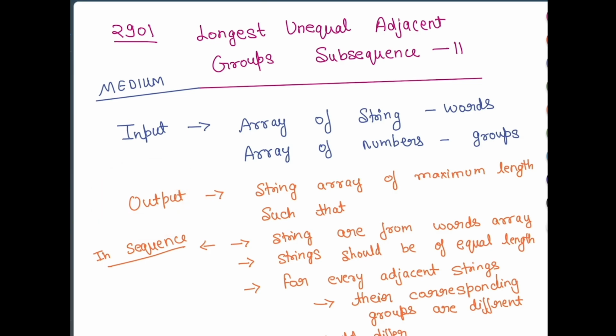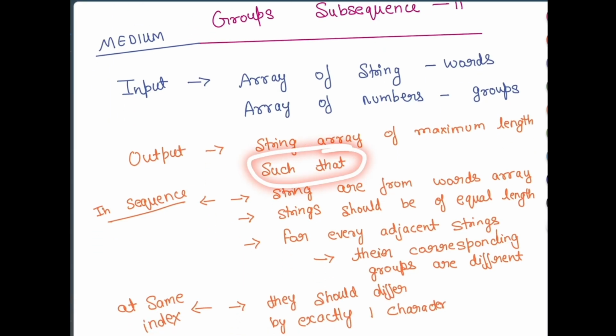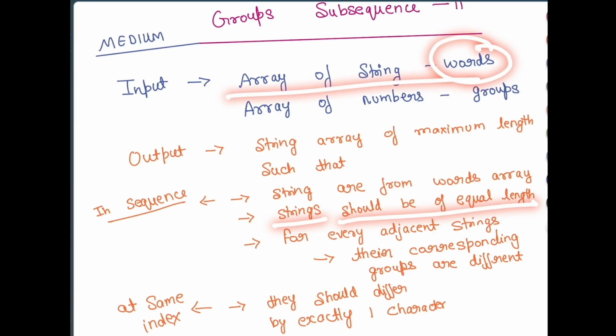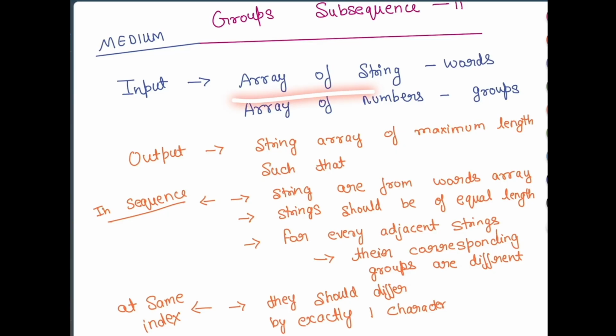The output we need to give is a string array which is of maximum length. So we need to create a string array of maximum length possible, such that we follow a few rules. The strings are from the words array. You basically need to create a string array out of this words array, and the strings you are choosing should be of equal length. So you need to choose equal length strings from this words array in sequence. Okay, so you will have to follow the sequence of words given in the array.